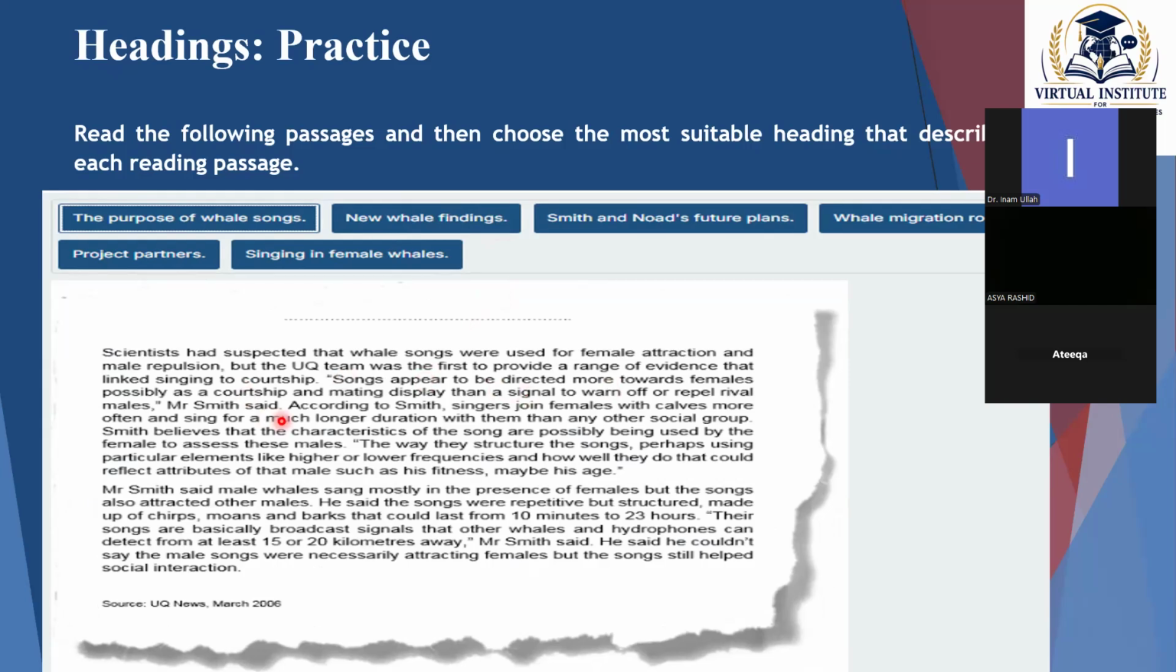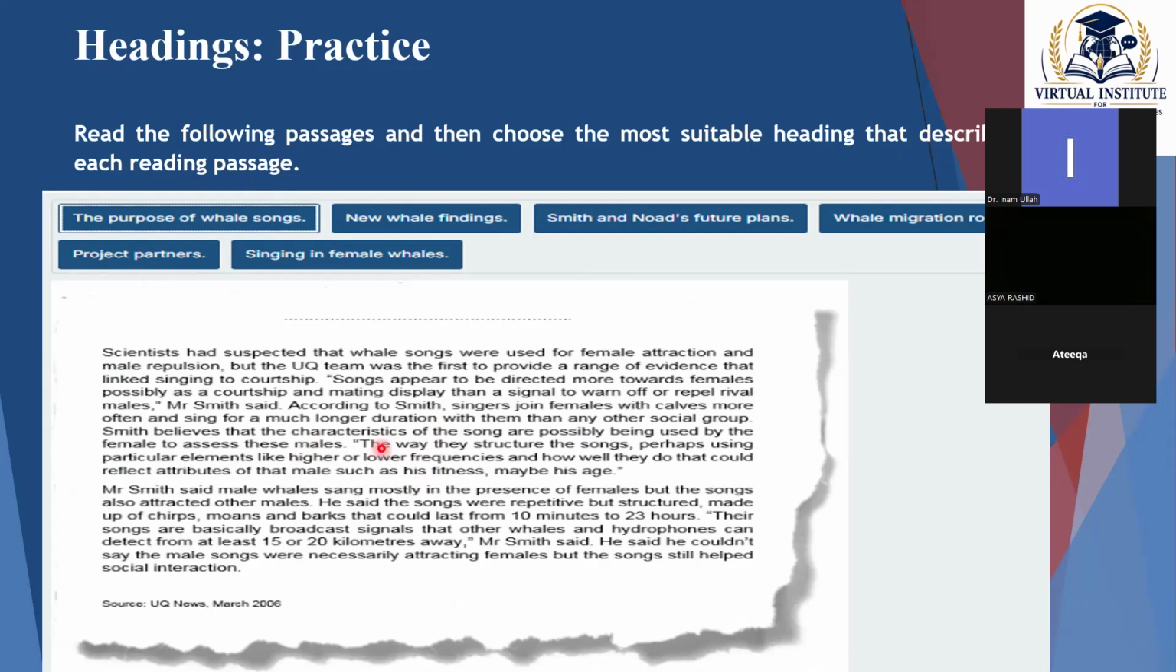And if you read this whole passage, you have multiplicity of findings, right? It's not limited to only female attraction, right? There are also other findings as well. For example, it attracts other males, right? It lasts from 10 minutes to 23 hours, right? So all of them are findings. Look at the plural word, findings. So we can see many findings here. Is it clear?